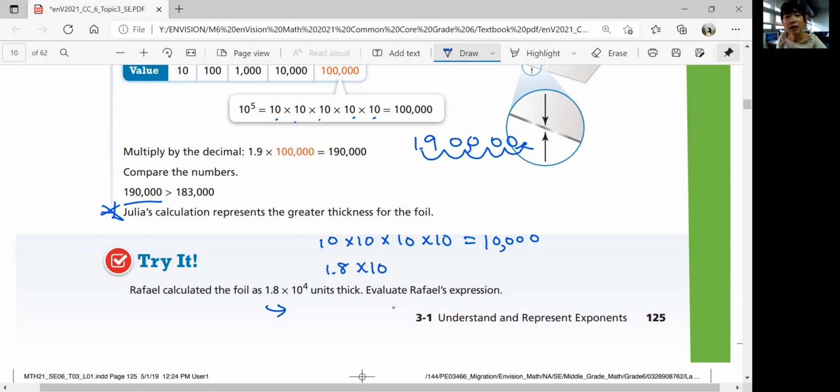1.8 times 10,000 is 1.8, moving your decimal point 1, 2, 3, 4 times, by how many zeros you have, right? So you're right here. And that's equal to 18,000 units of thickness. Any question?